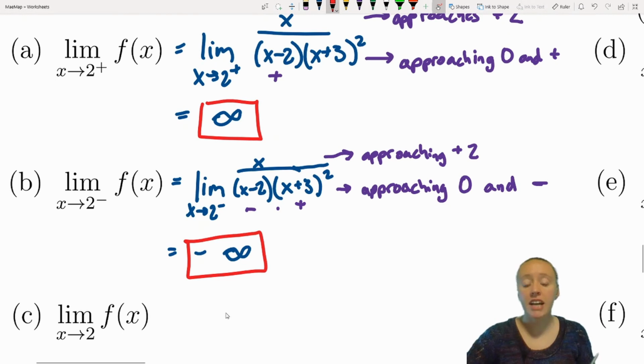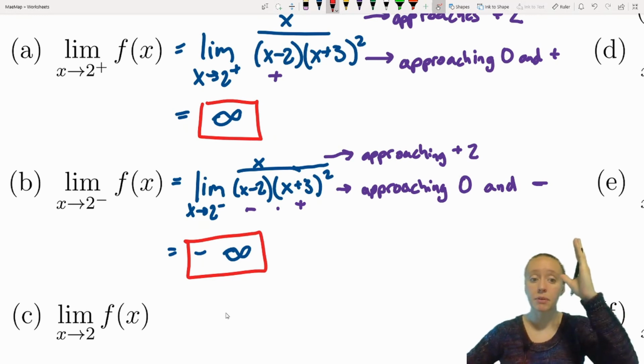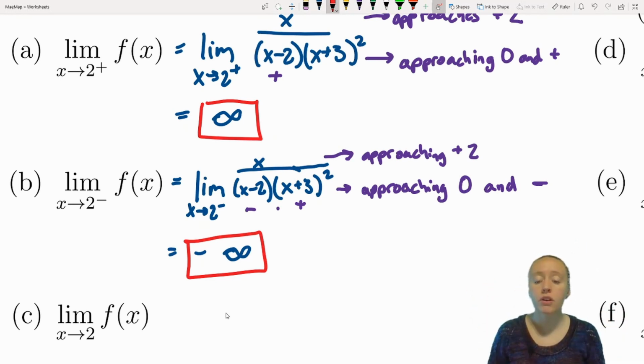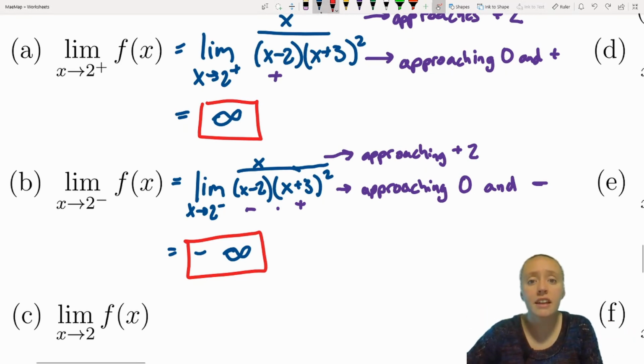My limit of f of x as x approaches 2, well, if coming from the right approaches infinity and coming from the left approaches negative infinity, well then my overall limit does not exist because I'm not heading towards the same values. Even though technically heading towards positive infinity and negative infinity do not exist, because we're not heading roughly towards that same arbitrarily large value, we say that this does not exist.